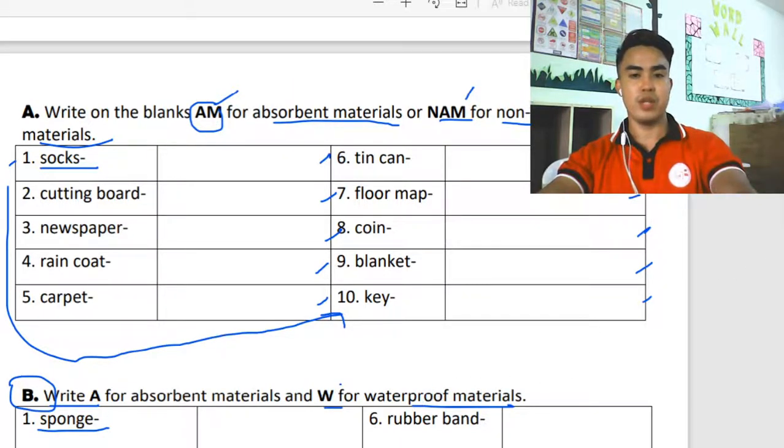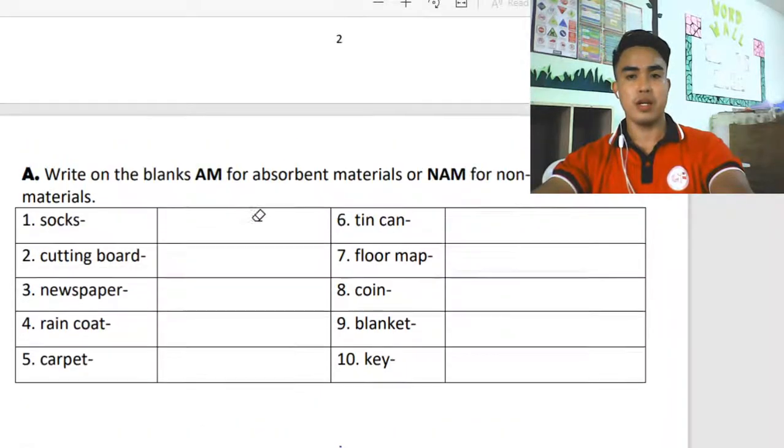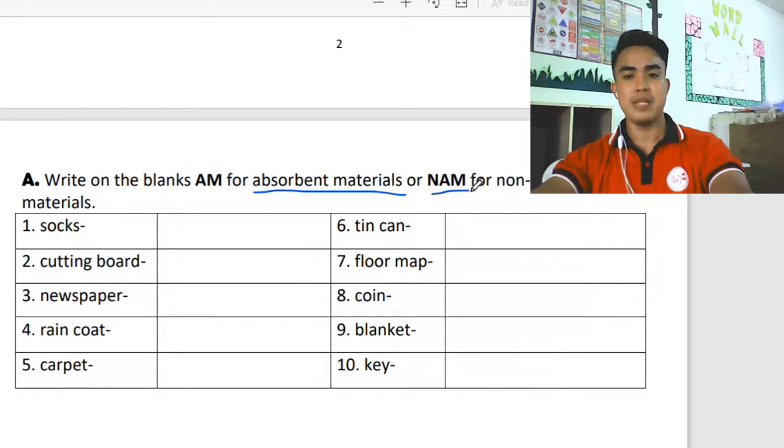Okay, let's proceed to the next page. In this activity, we will read the instruction. Activity A. Write on the blanks AM for absorbent materials or NAM for non-absorbent materials. Okay, just like that. AM stands for absorbent materials and NAM stands for non-absorbent materials.